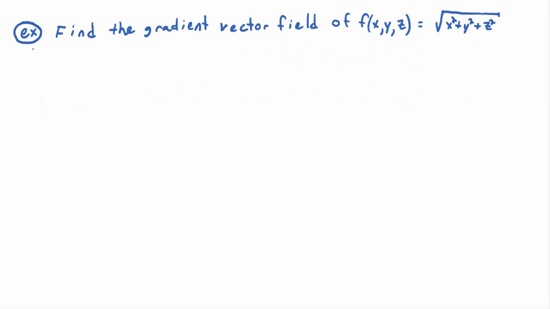Let's find the gradient vector field of f of x, y, z equals the square root of x squared plus y squared plus z squared. Remember, to find del f would be f sub x i plus f sub y j plus f sub z k. So it's like you're back in chapter 14. We're going to find the partials, right? So what would the partial of f with respect to x be?